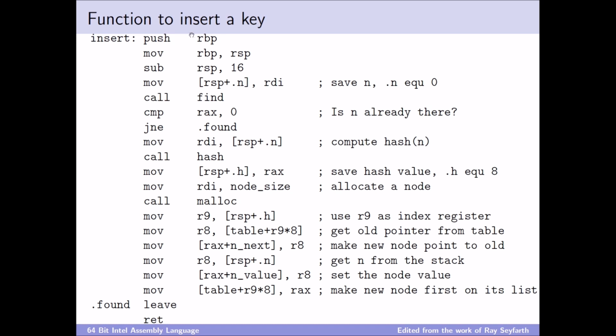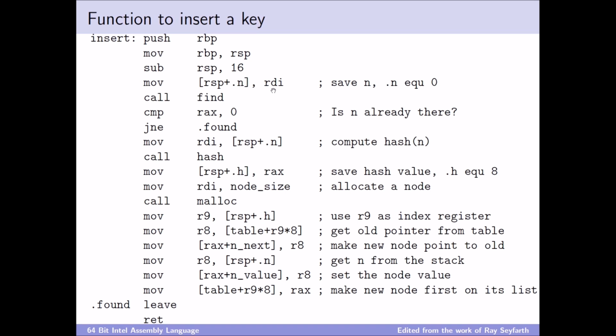So again, we start off with our stack frame setup and destruction, and then we subtract 16 from RSP. The reason we're subtracting 16 in this case is we have two variables we wish to store on the stack. The first of which will be the key that is passed to us. Note it's not mentioned in the slide, but the only parameter that we pass to insert is the key itself. So we want to be able to store that, and we also want to be able to store the hashed value of that key. So we want to have a nice safe storage space for those two values.